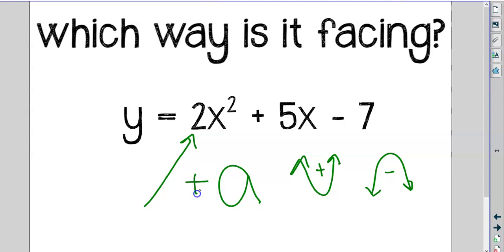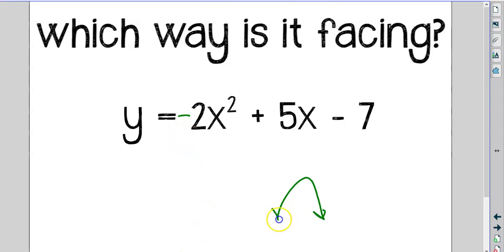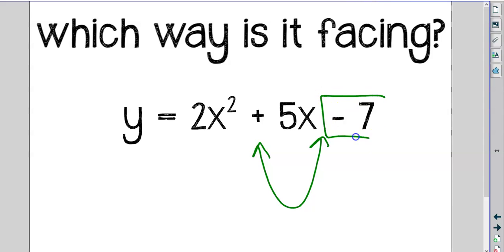If your a value is positive, it faces upwards. If your a value is negative, it faces downwards. It's that simple. This is known as a reflection when you put that negative sign. It flips your U upside down. So since this equation has a positive a value, this is an upwards facing parabola that just happens to cross through the y-axis at -7.